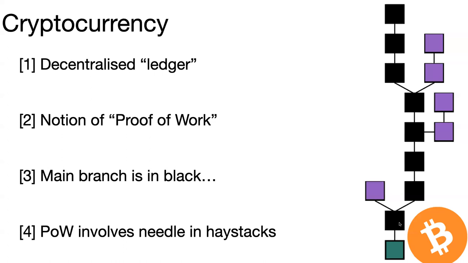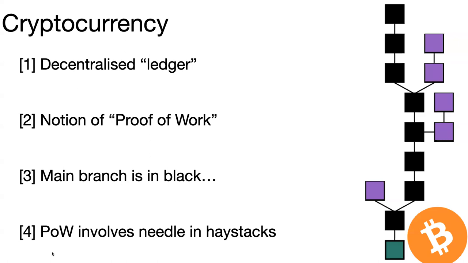Now, what did I just tell you about proof of work? Proof of work is something that is very difficult to find, right? It's a computational problem that's very difficult to solve, but very easy to verify, right? That's a needle in a haystack. I've already worked this out. That's a needle in a haystack. Proof of work involves literally needles and haystacks, right?